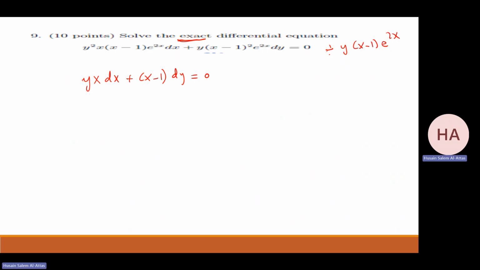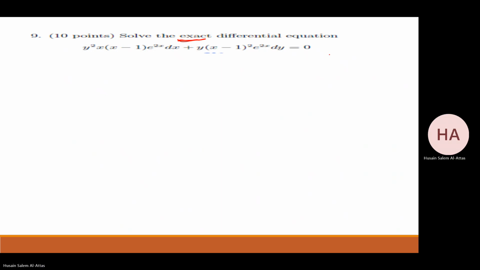If we do this division, this new equation is not exact, so this is not the right way. If you notice, partial m with partial y will be x, and partial n with partial x will be 1. So it's not exact. Be careful: don't change the differential equation. Multiplying or dividing by a quantity may change its behavior. So take it as is.